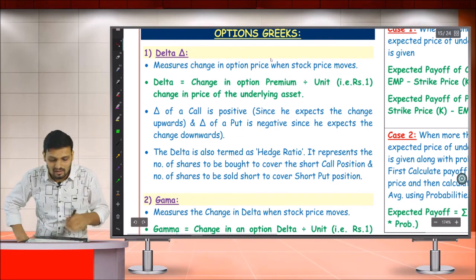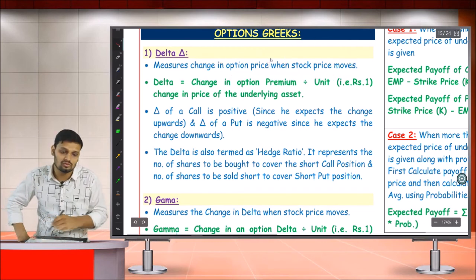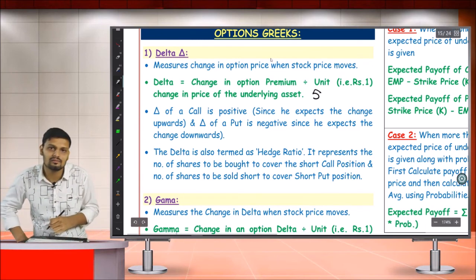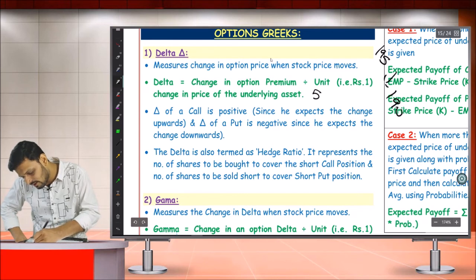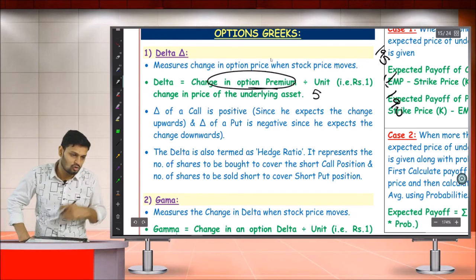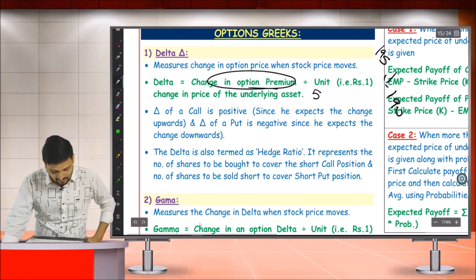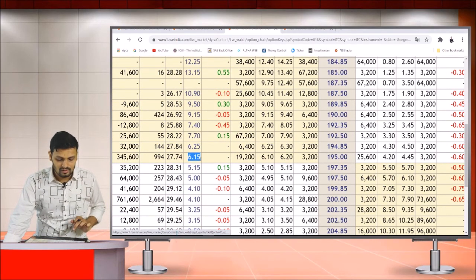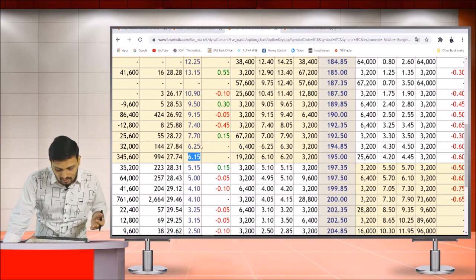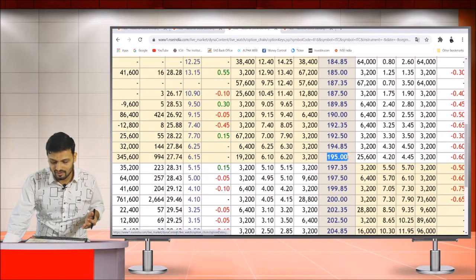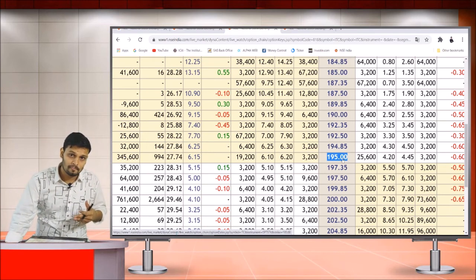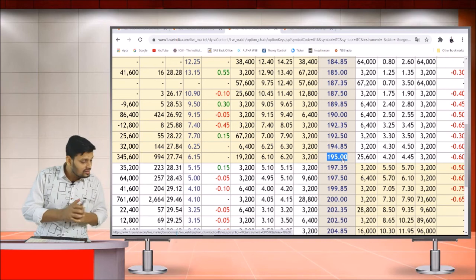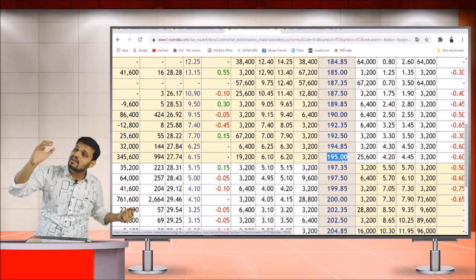What is delta? It measures the change in option price when stock price moves. So let us say if price moves by 5 rupees from 195, it came down to 190. How much is the change in option premium? Tomorrow when the markets are live, this 195, right now you paid how much? 6.15, right? Let us assume when the markets opened, the 6.15, that is for 195, the price became 200. If the price becomes 200, who is earning? It is call option buyer. Why? Because he has the right to buy at 195. In markets, they are buying at 200.